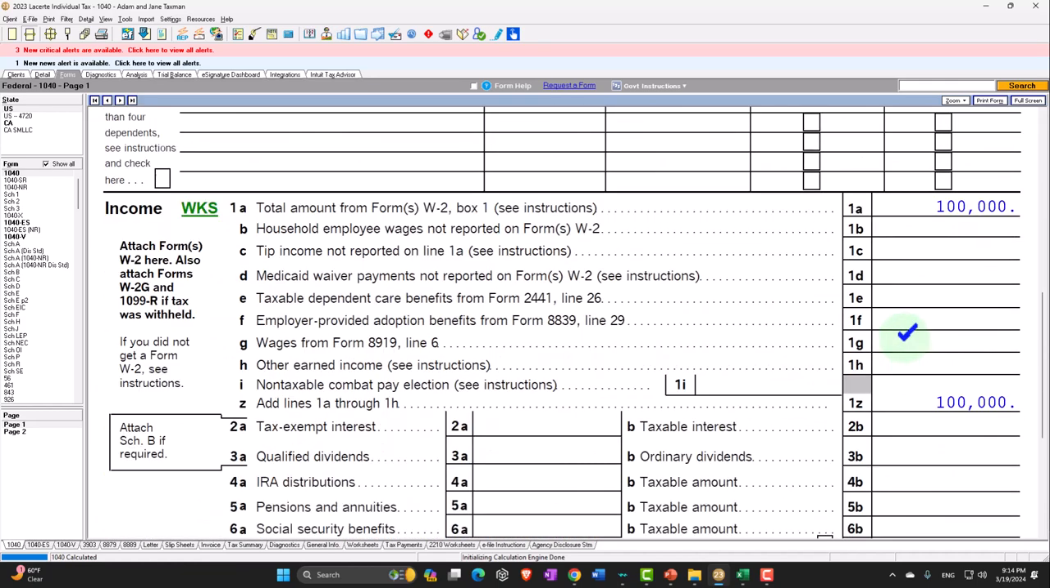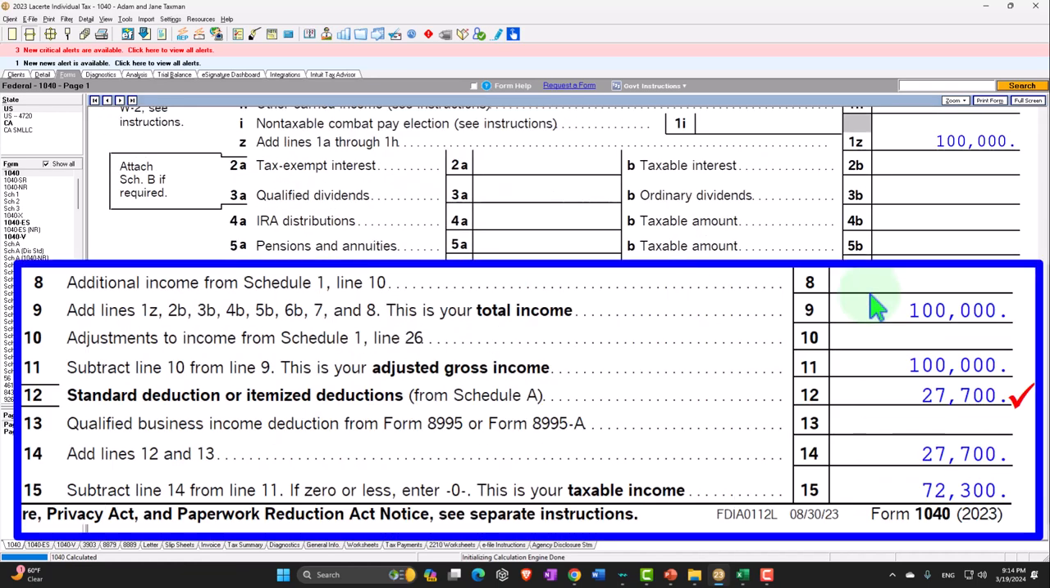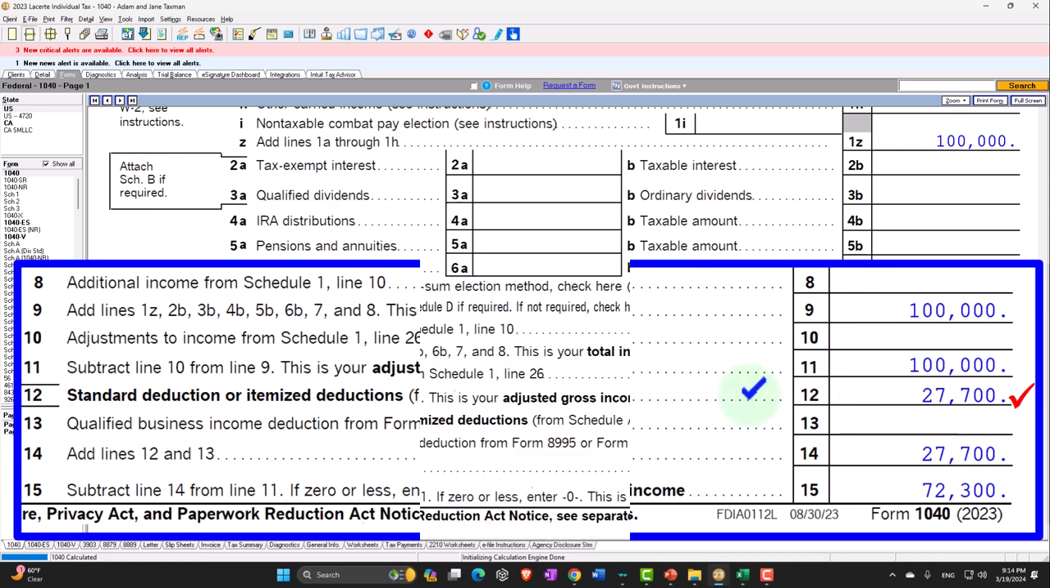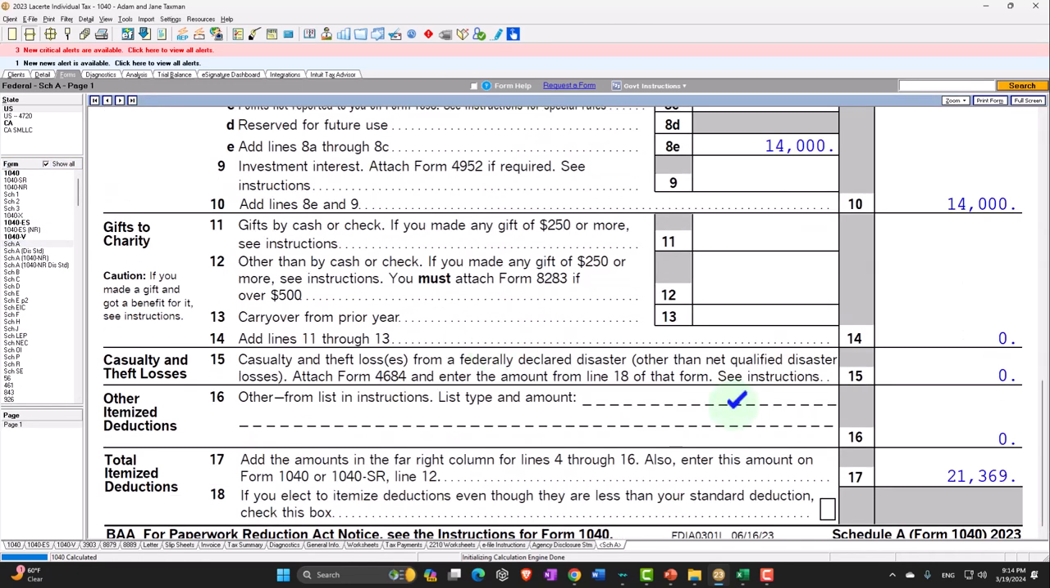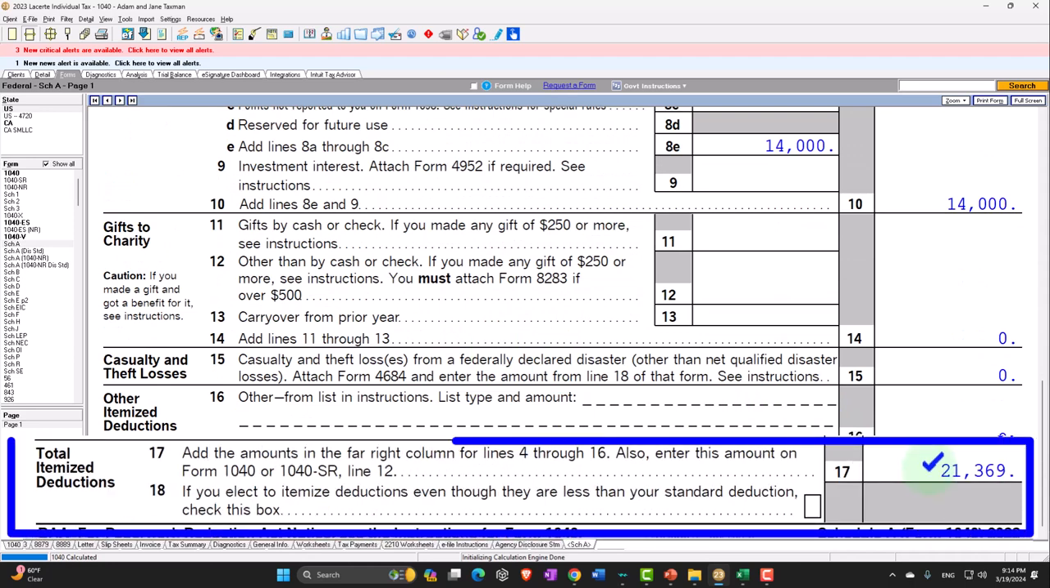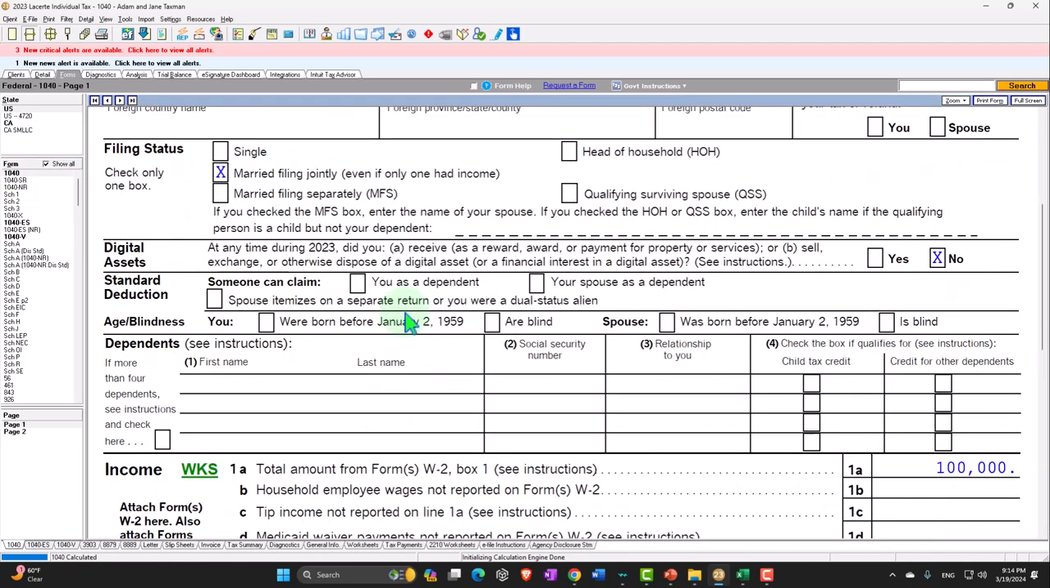So we've got the 100,000 still, but now we're back to taking the standard deduction, 27,700, because the itemized deduction, which is now grayed out, is now less than the standard deduction because they're married and the standard deduction basically got doubled. That's the general idea that we have to keep in mind.